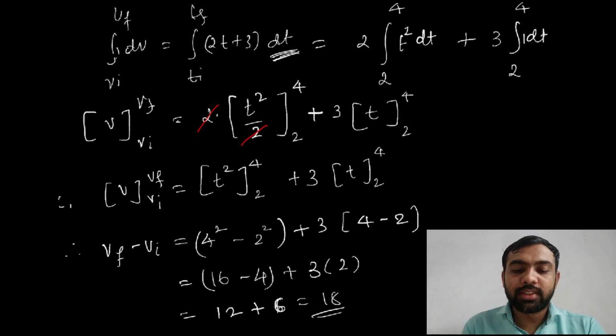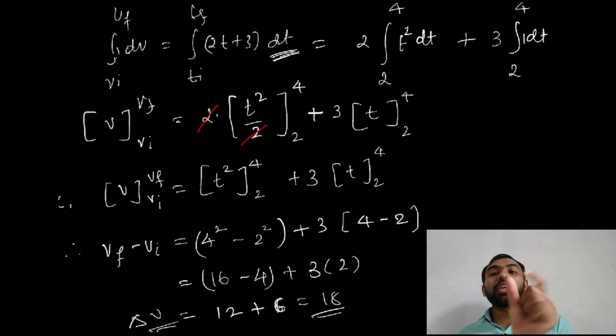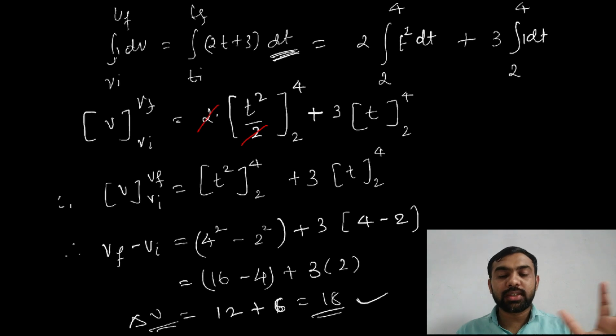18. So that is delta v. What is this? Delta v, change in velocity, change in v, not velocity but change in v. Okay, so that is our answer. So in this way we get the answer. All of you must note this, and after that we will go to the next one. Note it.